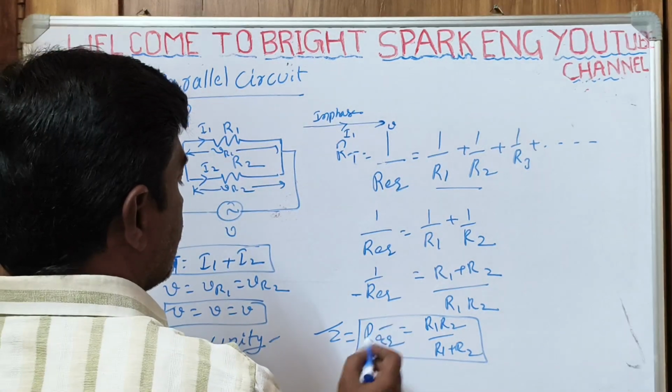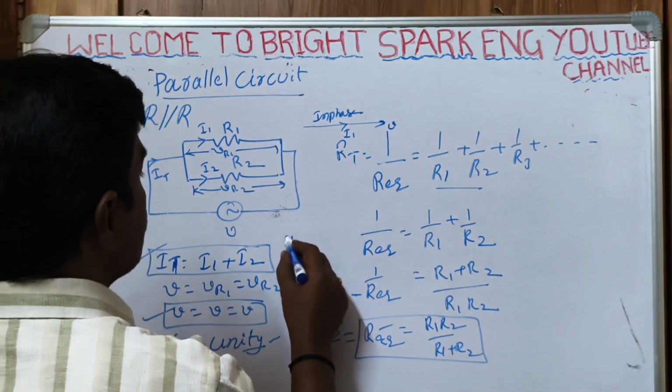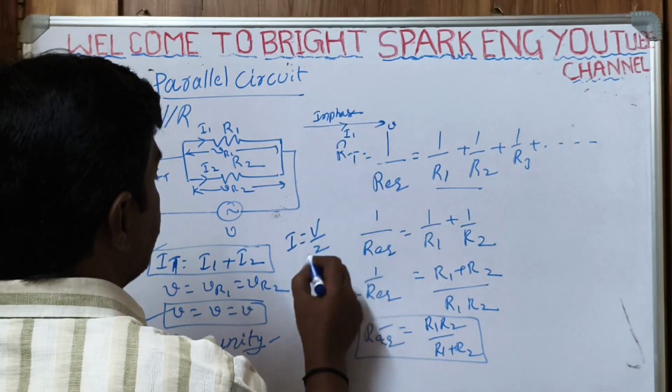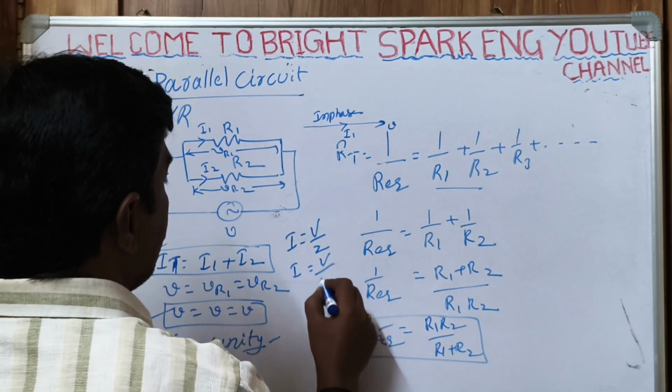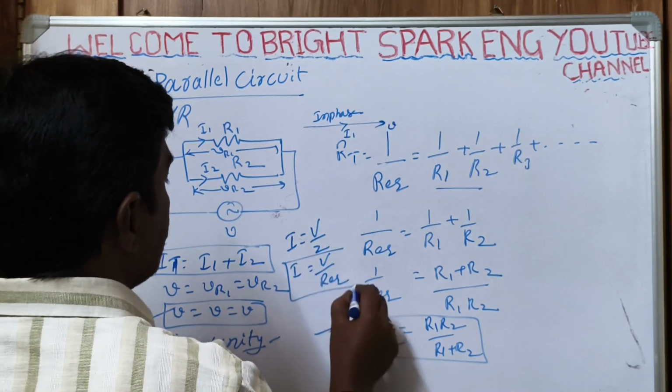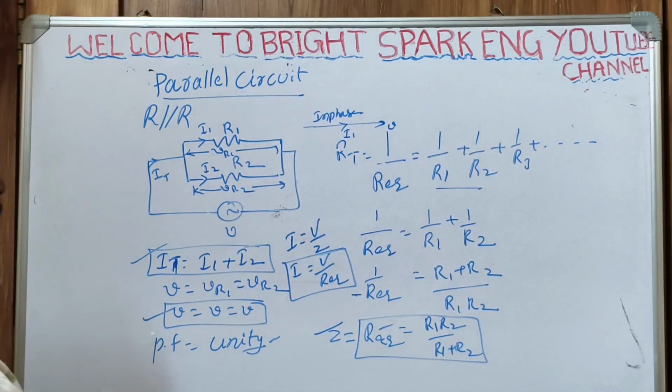Total R is equal to this one. I is equal to V by Z, that is equal to V by R equivalent. This is the total resistance formula for two resistors connected in parallel.